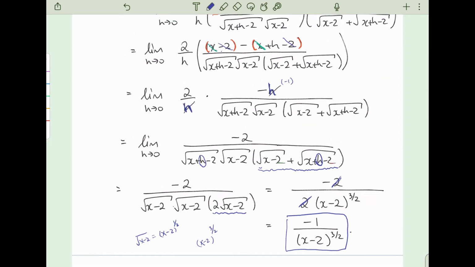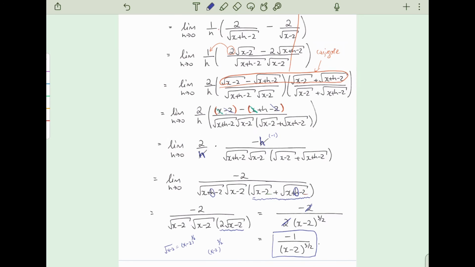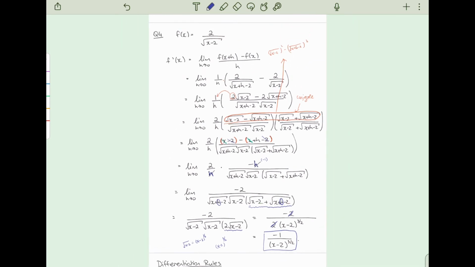It's relatively more complicated than the first 3 questions, right? You need to make use of the difference of squares formula to get rid of the square root, and you also need to know multiplying the conjugate. That is the very common technique that we need to use.